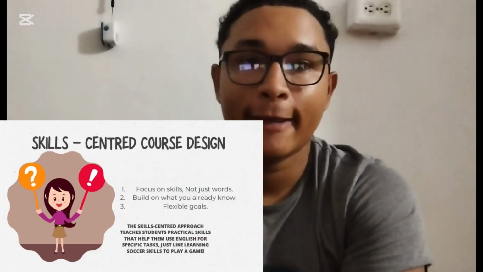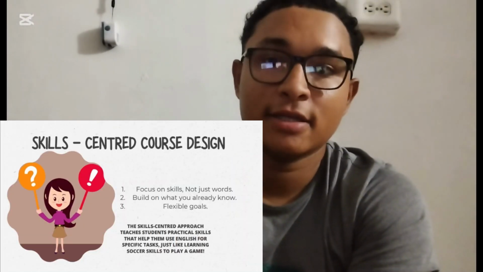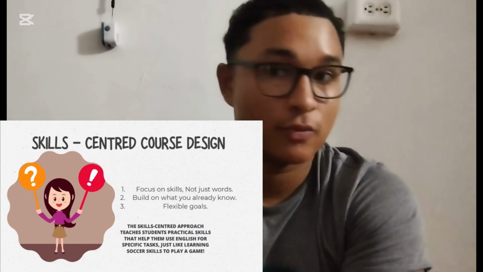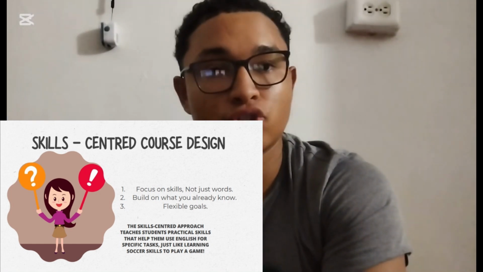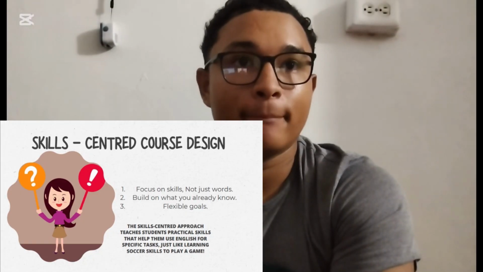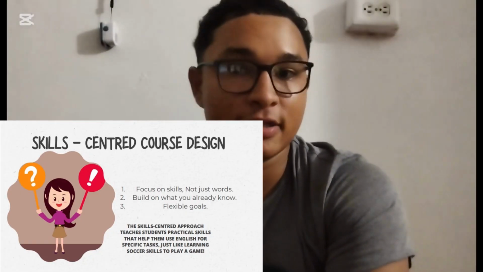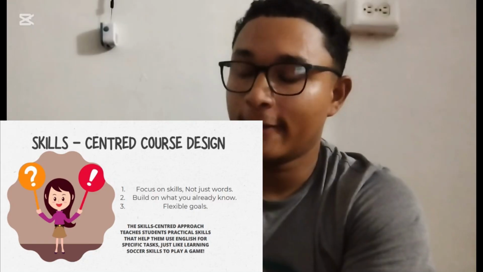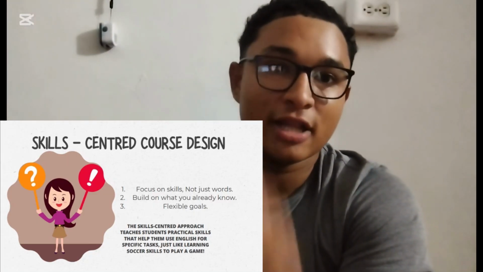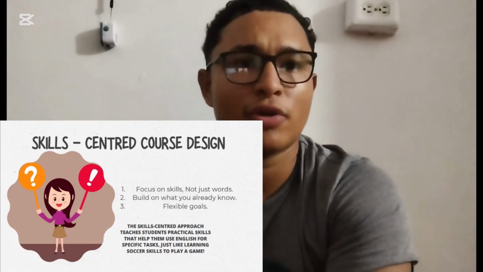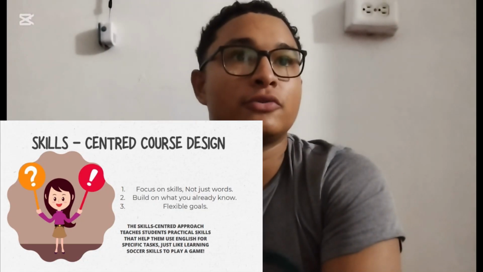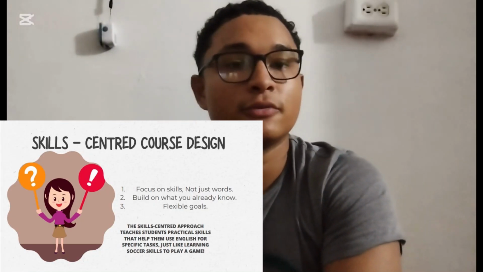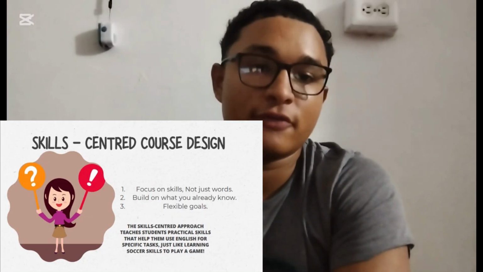Okay, hi everyone, my name is Richard, as you know, and I'm going to continue with the explanation of a skill-centered approach. As you can see in the slide, we highlight three main aspects. The first one is focus on skill, not just words. That means that the student has to develop other skills, not only learn isolated vocabulary, just words in one way. It's more about learning how to understand the information and how to highlight the key points of the text.